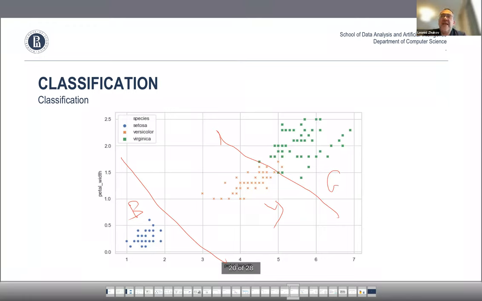And then I can actually measure the quality of my separation by calculating how many yellow points, for example, got into this green side and how many green points got into the yellow side.